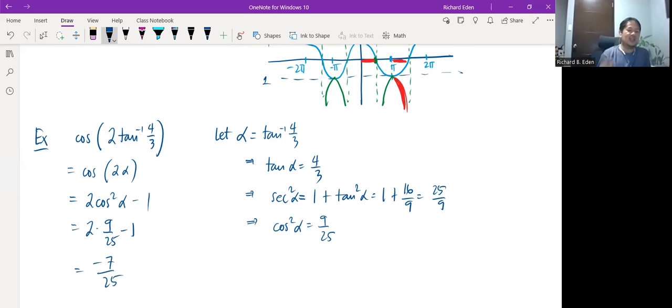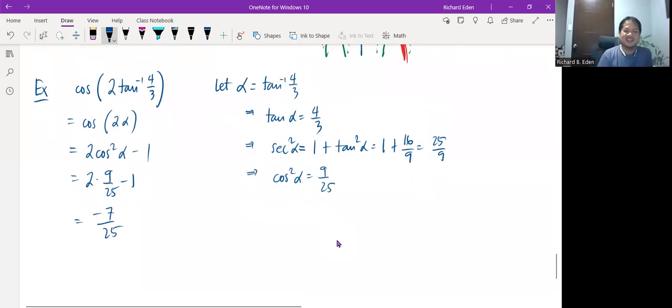The calculator displayed negative 7 over 25. Yes. So you can tell the calculator, good job, calculator. You found it in exact form. Exact siya. Kasi, well, this is rational.